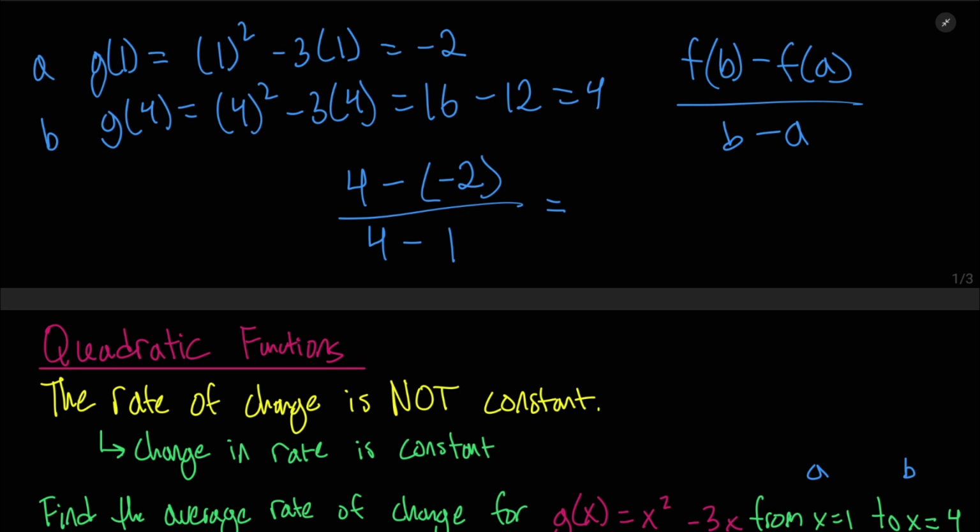Okay, cool. What's 4 minus negative 2? That's 6, divided by 4 minus 1. That's 3. So 6 divided by 3 is 2. We got the same. This problem actually ended up being the same average rate of change as the linear one from earlier. But if you picked another set of points, you'd get a different answer. Okay.